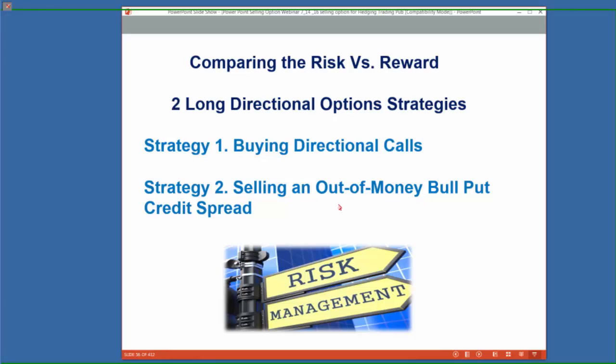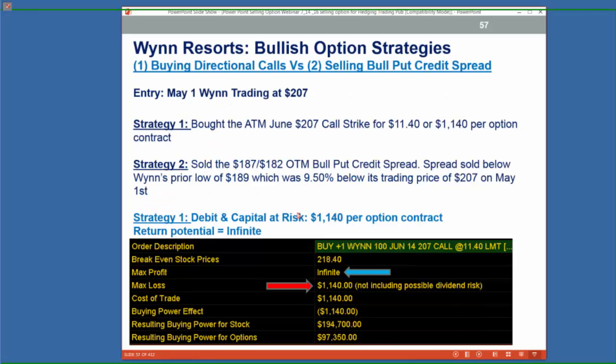So in this example, it's trading at $207. Strategy one is to buy the at the money June 207 calls. They were $11.40, so that's $1,140 per one option contract. It's a great strategy if you think the market's going to go up, infinite potential upside profit. Your risk is your premium paid, $1,140. So it's a good strategy, but you're directional dependent. It needs to go straight up for you to make money, and it has to do it within a certain defined period of time, or else that time decay is going to kick in. Plus, it might be a little expensive for maybe your account size.